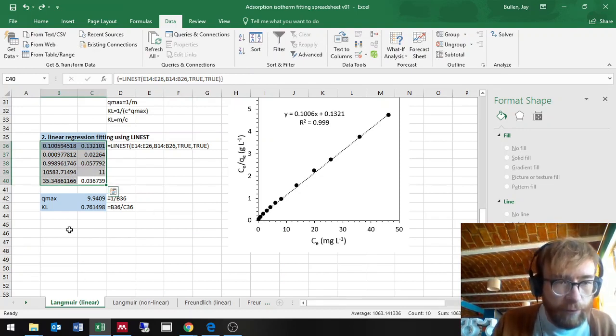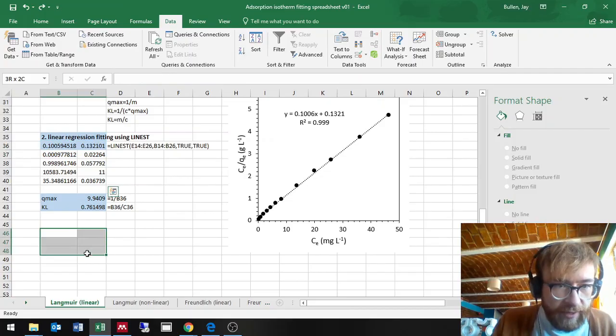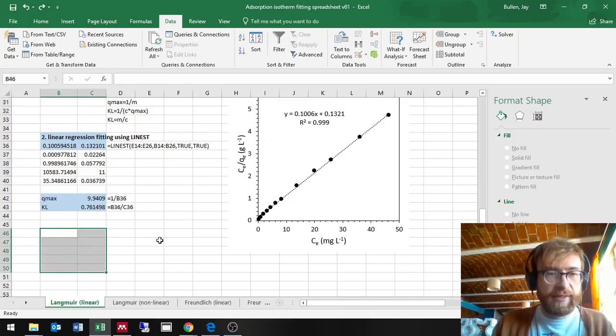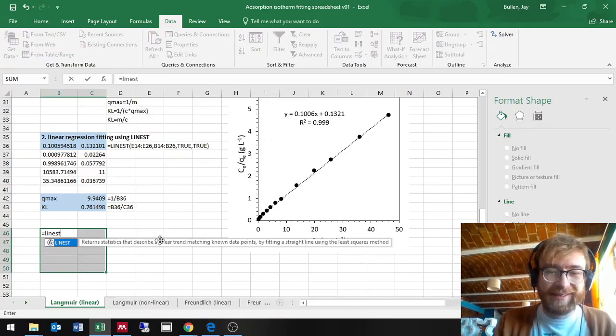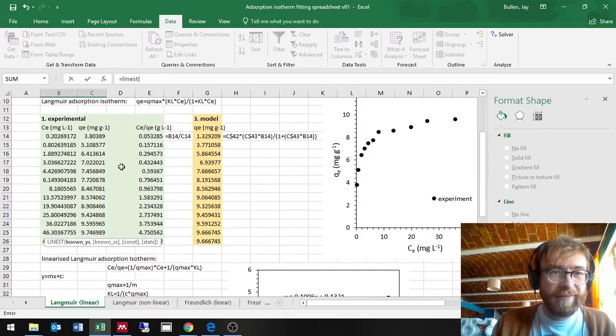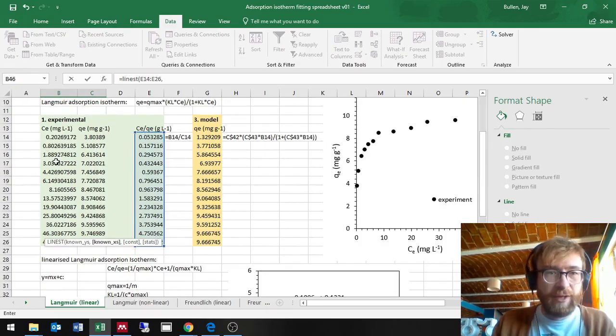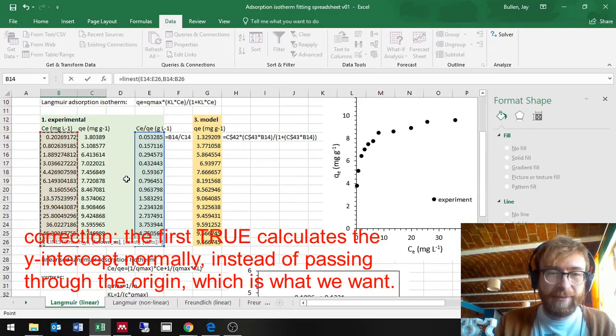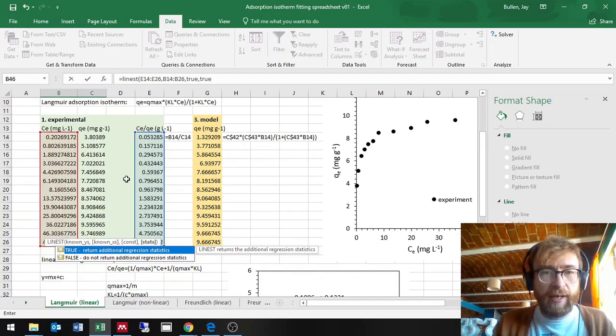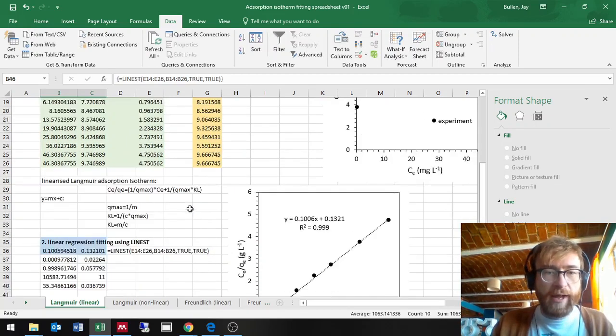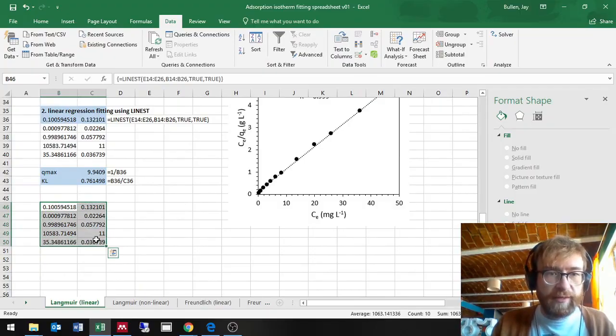If you want to use the LINEST formula and get this extra data, you need to create an array. So you select a 2 by 6 array of cells here, and you put equals LINEST, brackets, known y values, which is all the y values here, known x values, which is all the x values here, and then I'm going to put true, so it goes through the origin, and true, so it gives me statistics. Then you need to hold Control, hold Shift, and push Enter, and then you will get your table here. This is the output of the LINEST function in Microsoft Excel.